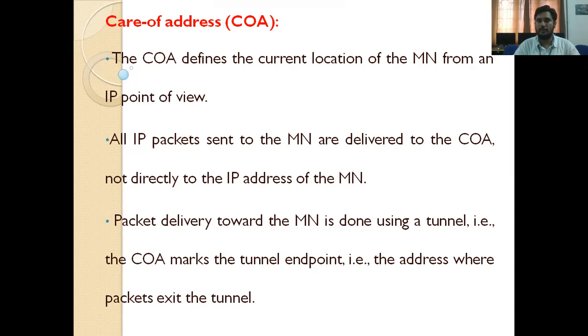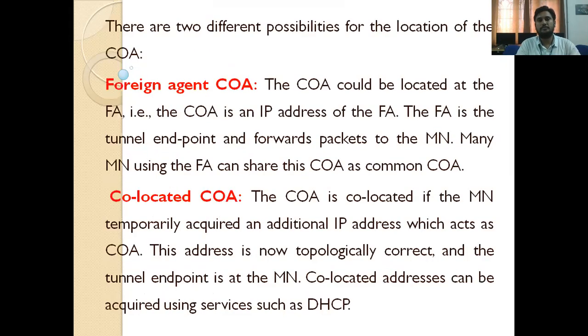So the care of address defines the current location of the mobile node from an IP point of view. All IP packets sent to the MN are delivered to the COA, not directly to the IP address of the MN. The packet delivery towards the MN is done using a tunnel. So the care of address marks the tunnel endpoint, that is, the address where packets exit the tunnel. There are two different types of care of addresses: foreign agent care of address and co-located care of address.